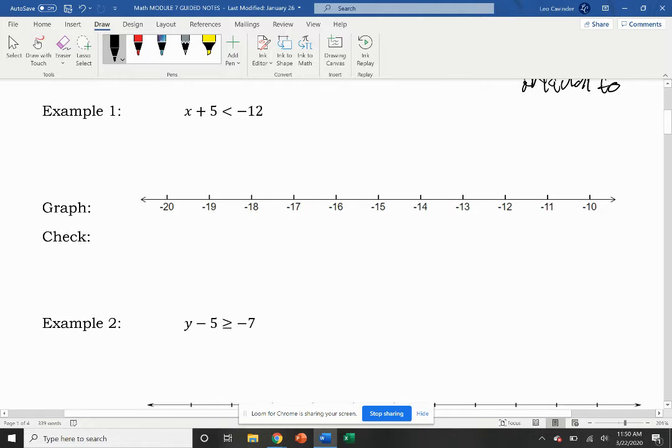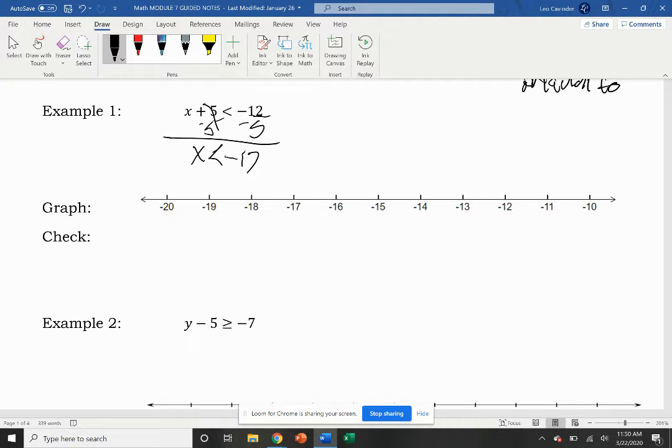Let's look at an example to help us here. Example 1, x plus 5 is less than negative 12. What we're going to do is pretend that this symbol here is an equal sign for the time being. If it was an equal sign, we would subtract 5 from both sides, and that would give us x is less than negative 17.